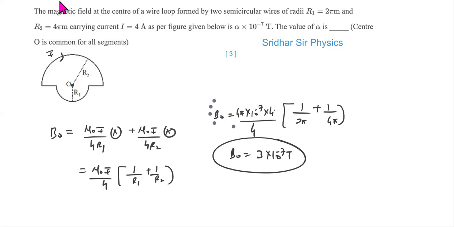Okay, fine. Simple. You should remember the formula. Due to a semicircle, it is mu naught I by 4R. Due to a circular wire, it will be mu naught I by 2R.